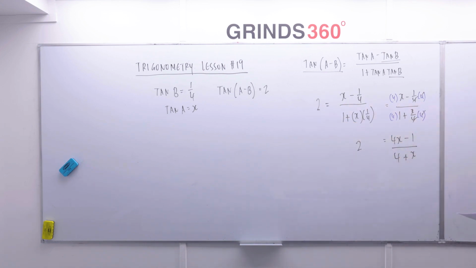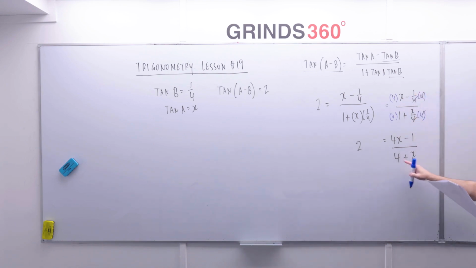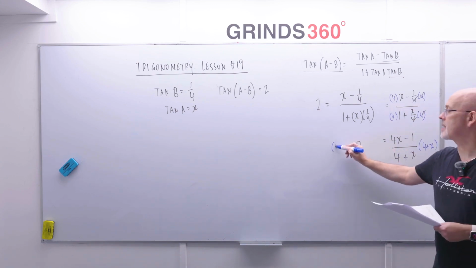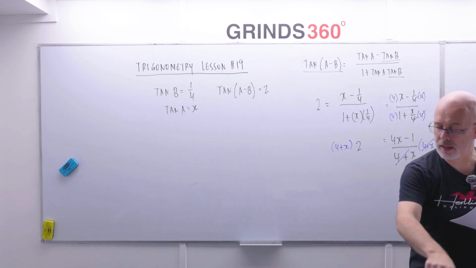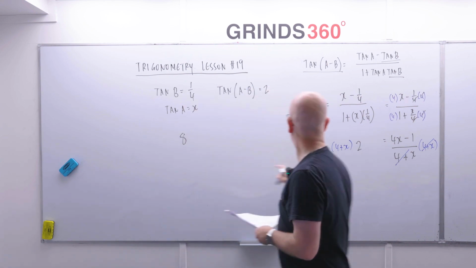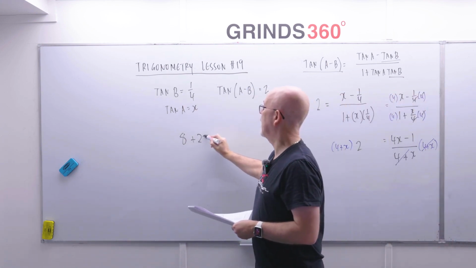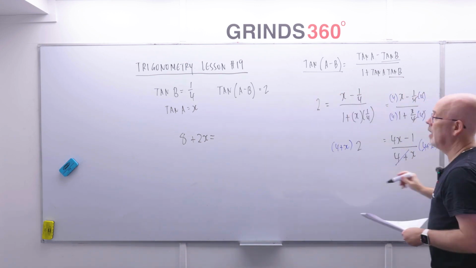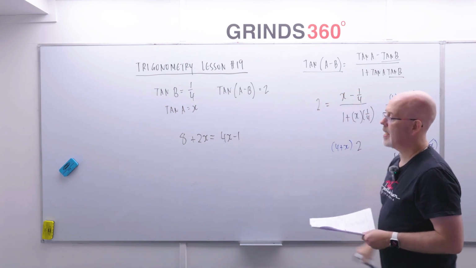So I've got this fraction equals 2. To tidy that up, I'll multiply both sides by the denominator. Remember, that's how I deal with an equation that contains fractions. I'll multiply both sides by 4 plus x, because then they cancel on the right-hand side. On the left, 2 times 4 is 8, and 2 times x is 2x, which equals 4x minus 1.